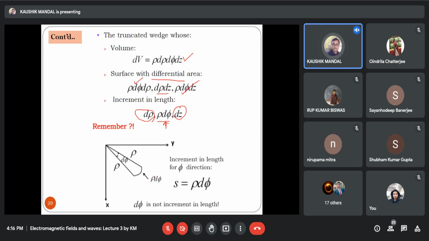At that point the increment is mentioned. If this arm is rho, this arm is also rho, then due to the increment of d phi, this particular dimension will be rho into d phi. So this increment is not only d phi, rather it will be rho into d phi. So d phi is not the increment in length, rather rho into d phi is the increment in length.